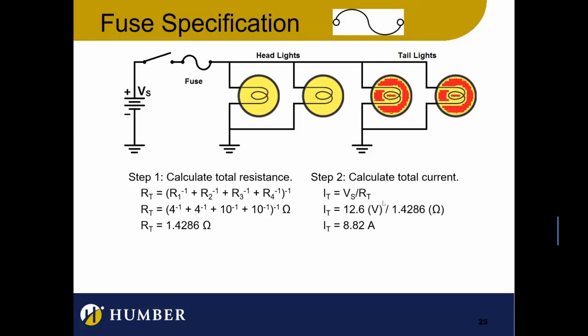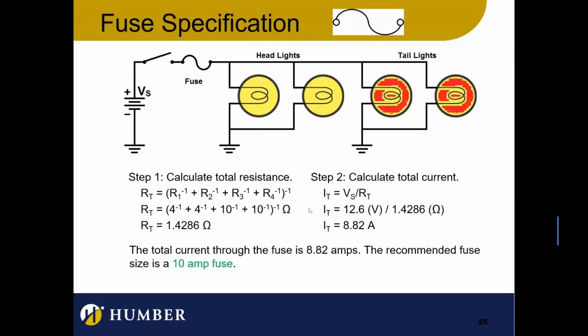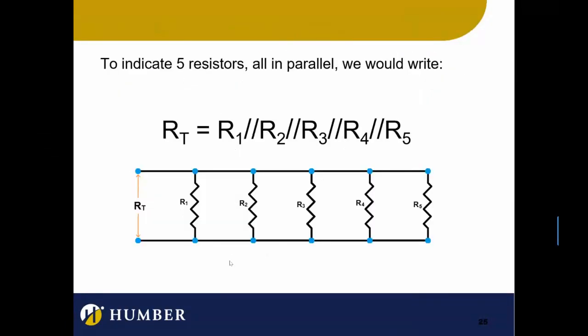If it was exactly 8.82 amps, it would blow, because a fuse will blow at its threshold. So if you have a 10 amp fuse and you put 10 amps through it, it will blow. If you put 9.5 amps through it, it will not blow. So I want to get something that will blow if this fails for some reason and the current goes more than 8.82. So I'm going to use a 10 amp fuse.